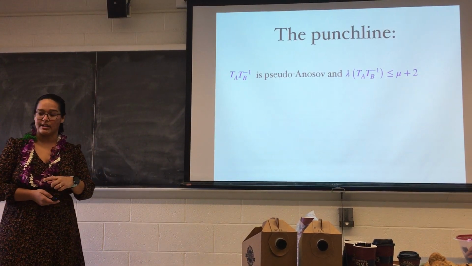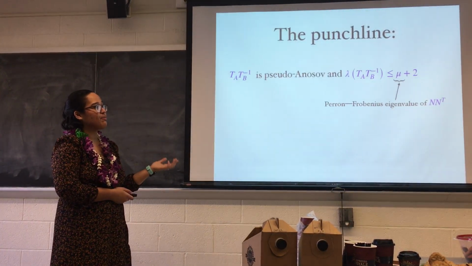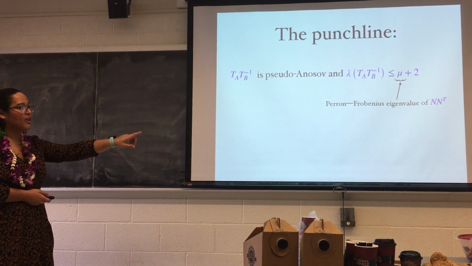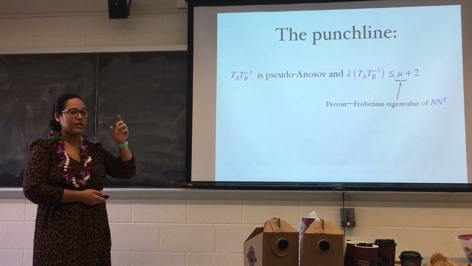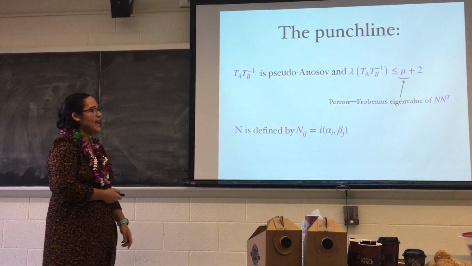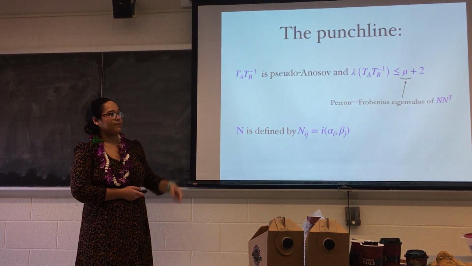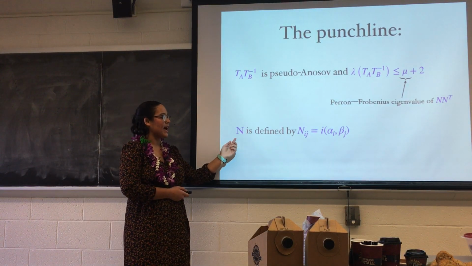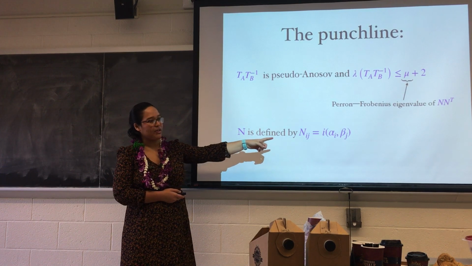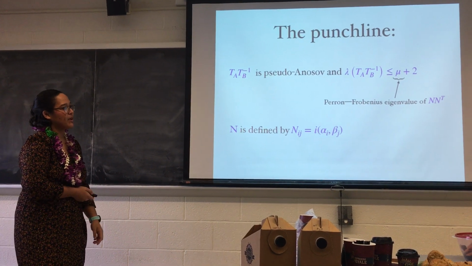And then kind of getting to Ilya's question, we can say something about what this mu is. So this mu is the Perron-Frobenius eigenvalue of N times N transpose, where the Perron-Frobenius eigenvalue is just the largest in absolute value and positive eigenvalue, where this matrix N is defined just in terms of the intersection of my multicurves A and B. So it's defined such that its ijth entry is given by the intersection of the ith curve of A with the jth curve of B. So this is now something very hands-on that we can do something with.